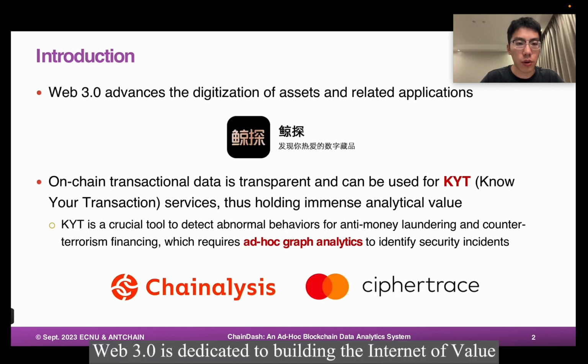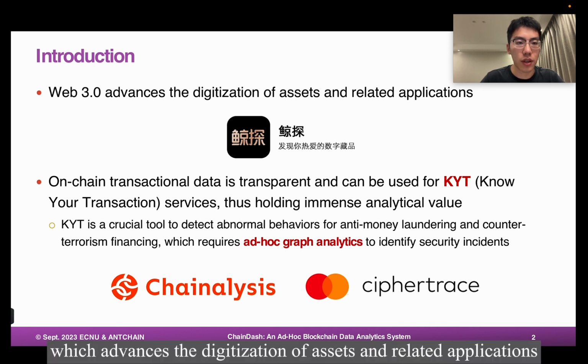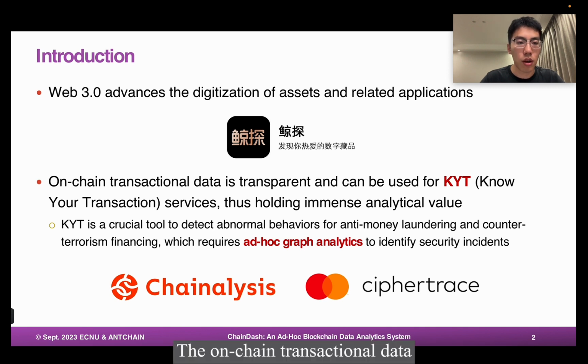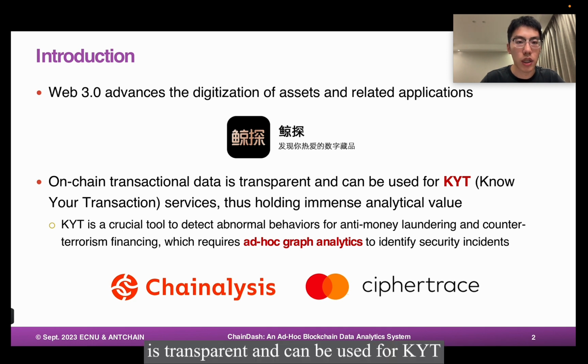Web 3.0 is dedicated to building the Internet of Value based on blockchain technology, which advances the digitization of assets and related applications. The on-chain transactional data produced by user interactions with these applications is transparent and can be used for KYT, thus holding immense analytical value.